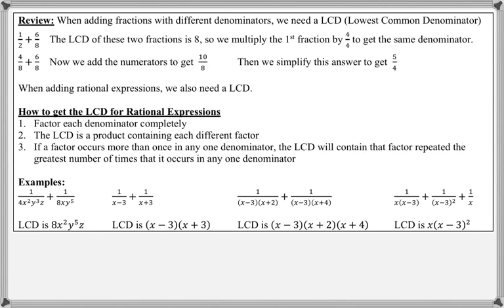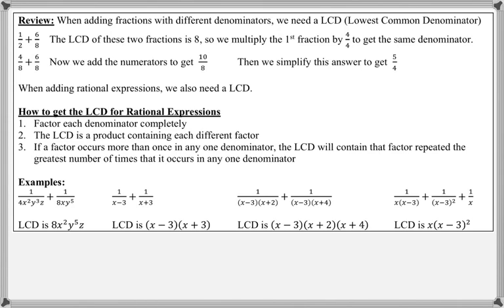Most of the time when we're adding and subtracting fractions, they do not have the same denominator. And we need to find an LCD and then build up both fractions to have the same denominator. So that's kind of how most of the questions are in this section. So when adding fractions with different denominators, we need an LCD, or the lowest common denominator.